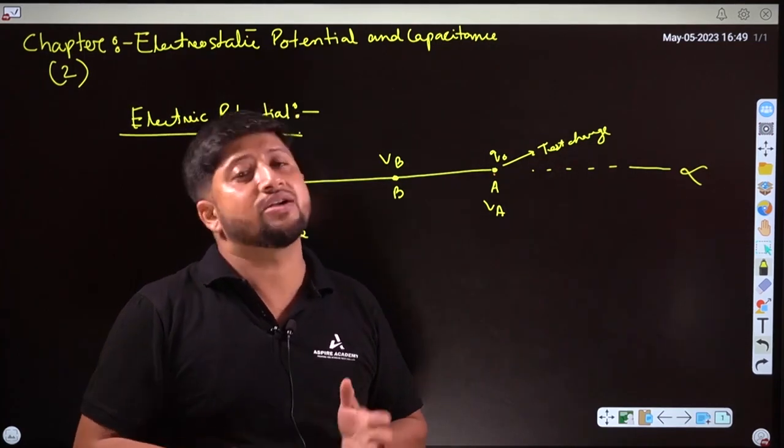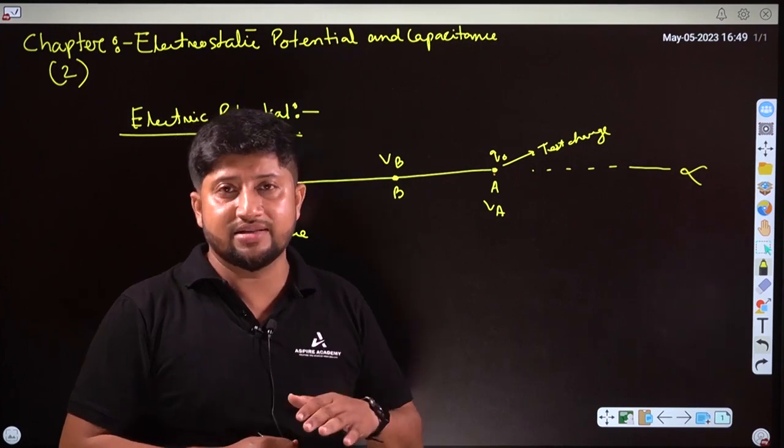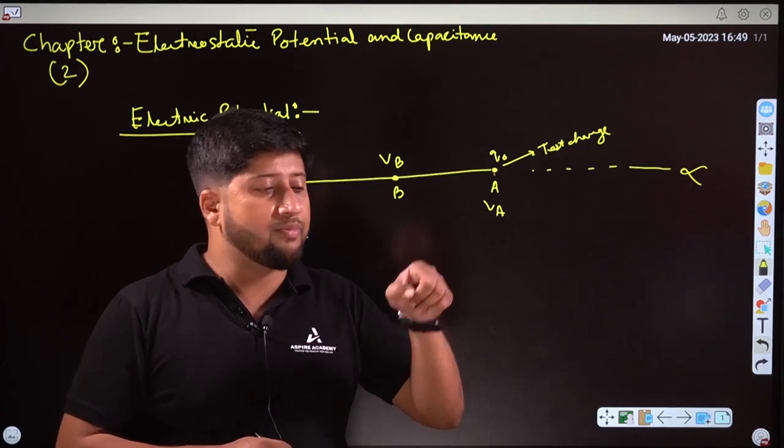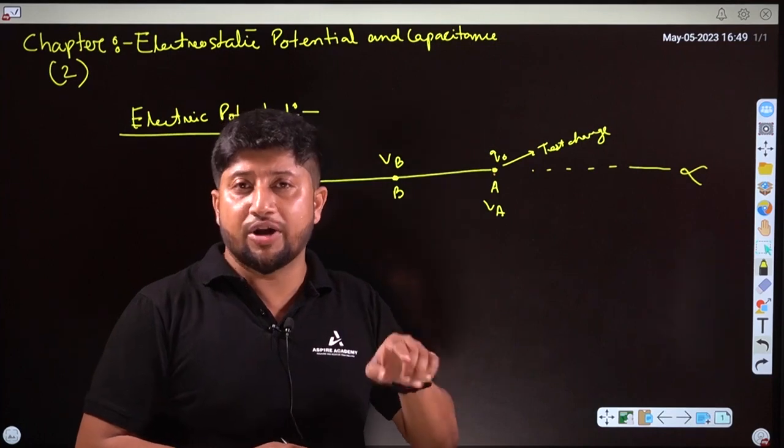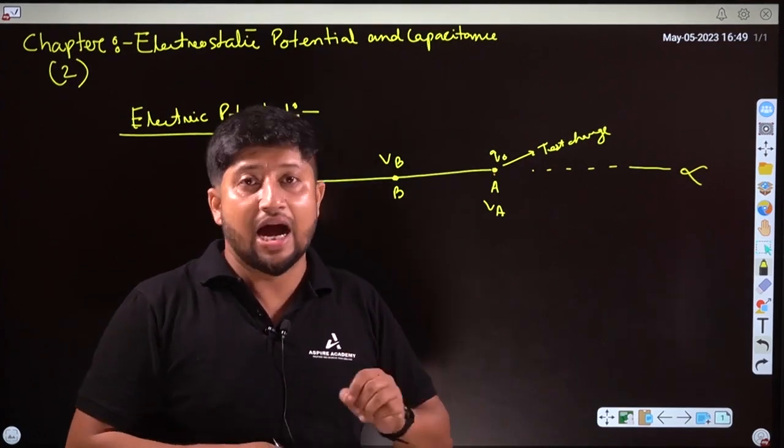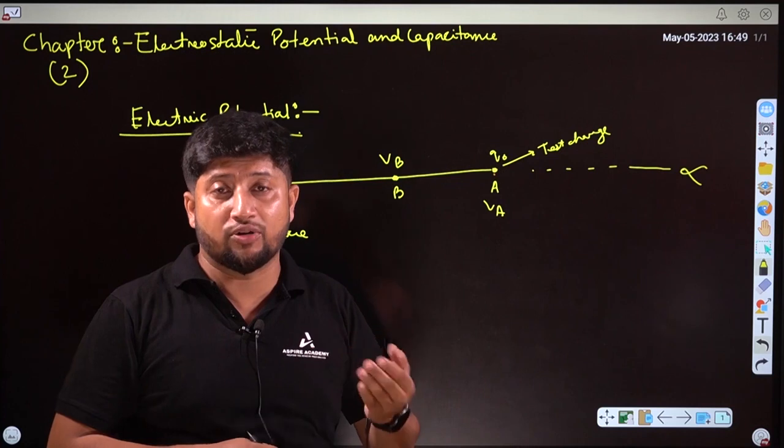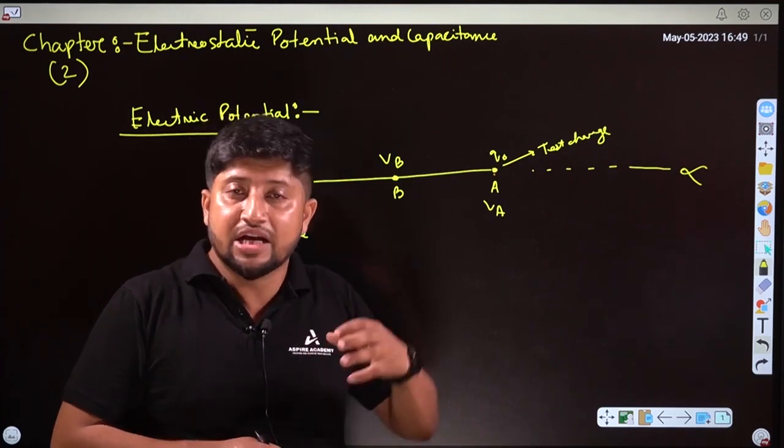So potential difference is the work done from one point to another, and the work done is against the electrostatic force. Electric potential is the amount of work done in bringing a unit positive charge from infinity to that point.